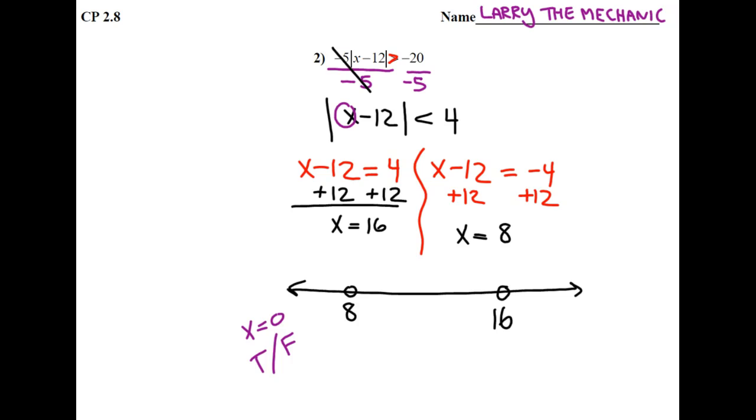0 minus 12 is negative 12. The absolute value makes it positive 12. Positive 12, is it less than 4? No, it's not. So it's going to be false over here. So if it's false over there, it's going to be true in between here.